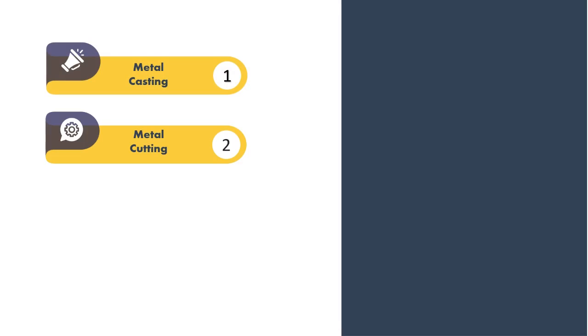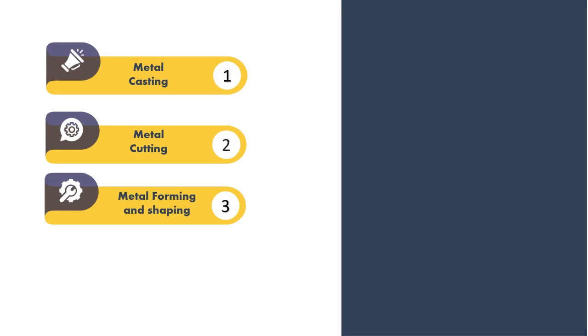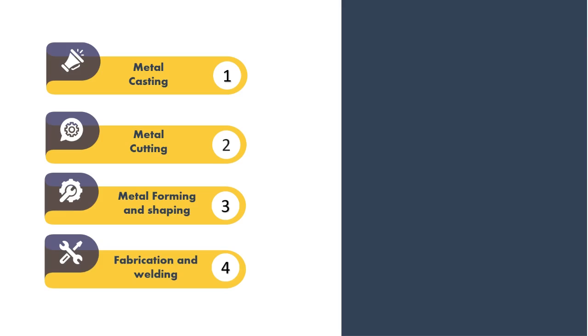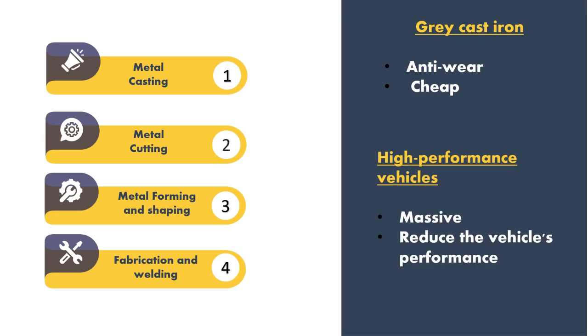Manufacturing of brakes usually consists of the following processes: metal casting, metal cutting, metal forming and shaping, and the last one is fabrication and welding. In most vehicles, brake discs are made of cast iron, which has good anti-wear properties and is cheap too. But in high performance vehicles, these brake discs are not up to standard because cast iron brakes are massive in weight and reduce the vehicle's performance.